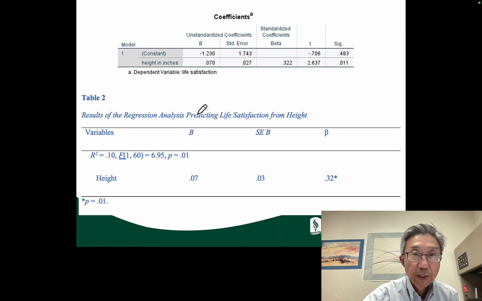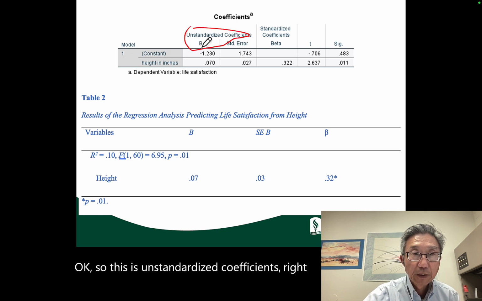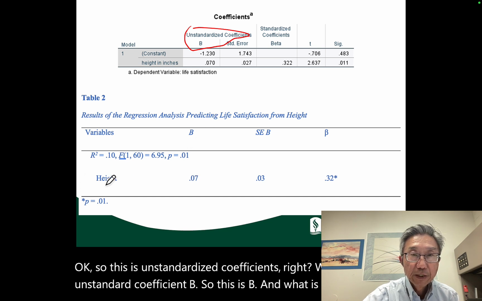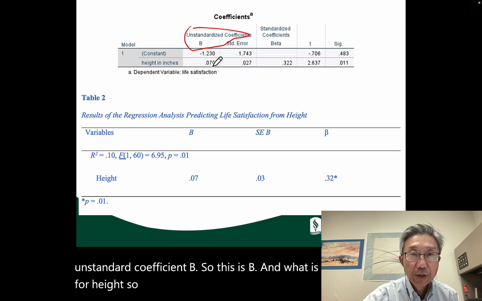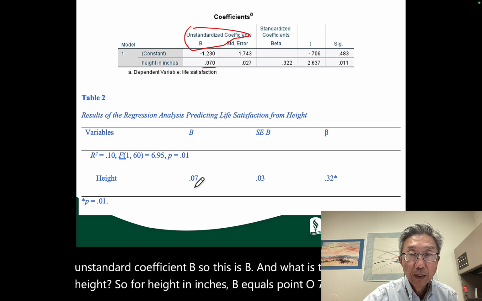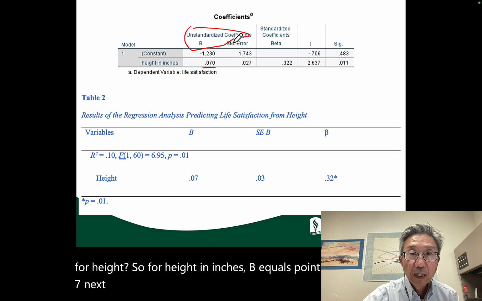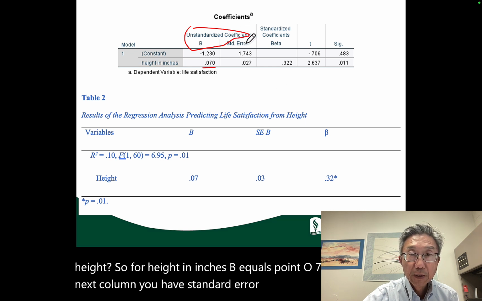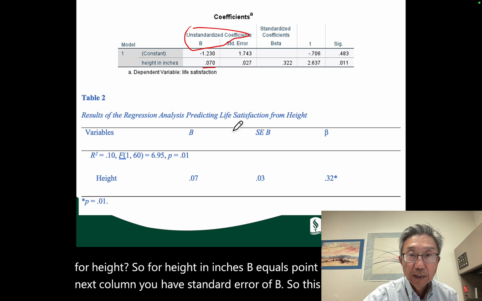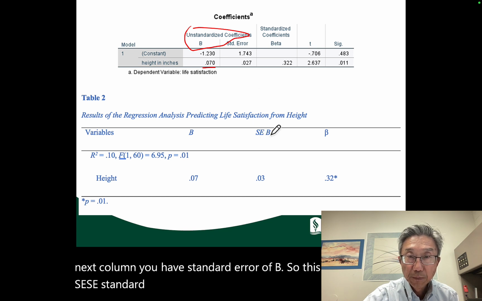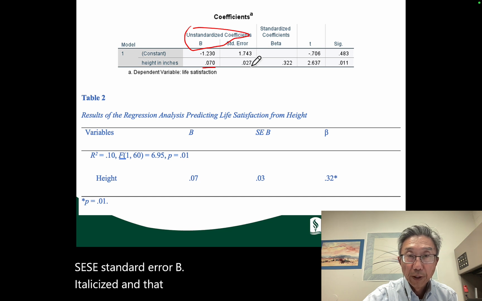Okay, so these are the unstandardized coefficients, B. And what is the coefficient for height? For height in inches, B equals 0.07. Next column, you have the standard error of B, SE B, italicized, and that is 0.03, right? So that's 0.03.